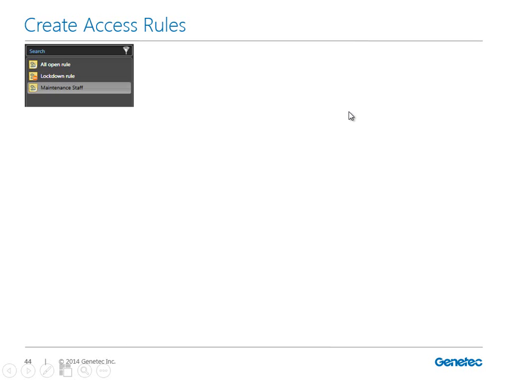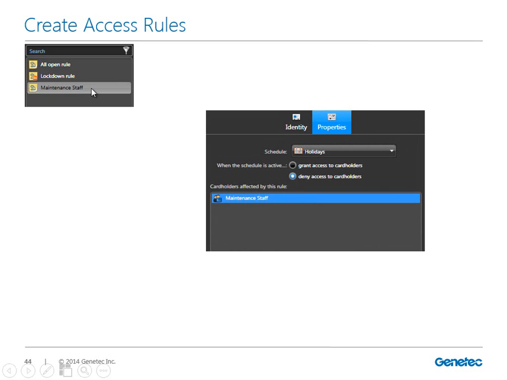Hit Create to add the rule, and then we're going to take a look at the Properties tab of the access rule that we have selected here. We selected our maintenance staff rule that we just created. Now, just a note, we're going to make another rule for all employees and staff to access the site at all times, so what we're really setting up here is an exception. For that reason, in the Properties of the maintenance staff access rule, we're going to change this to deny cardholders when the schedule is active. And below that, we're going to add our cardholders to the list. So we're going to choose our maintenance staff cardholder group, which is the ones that are being affected by this rule.